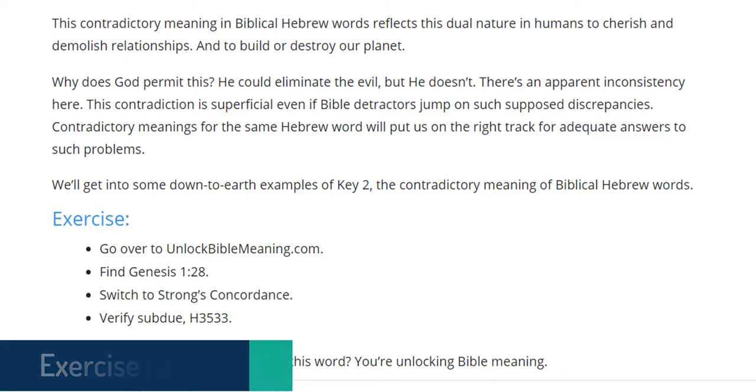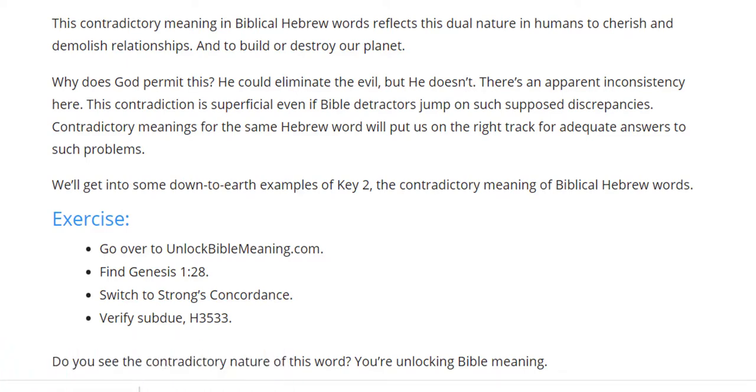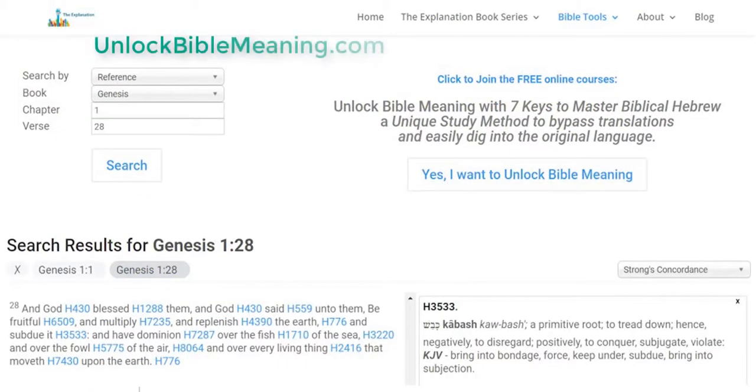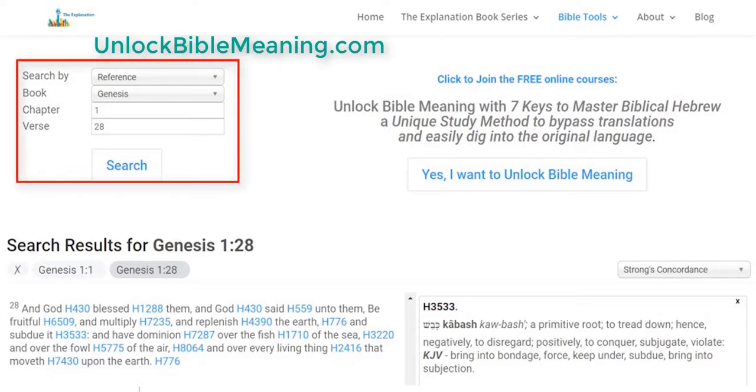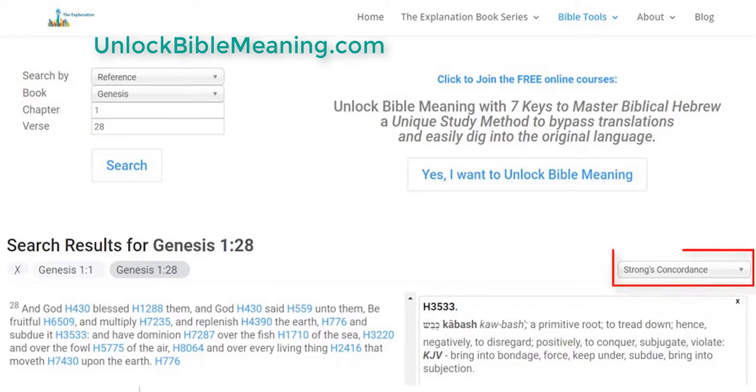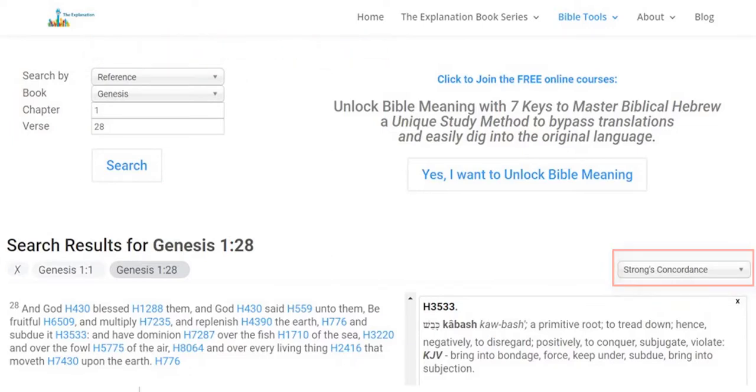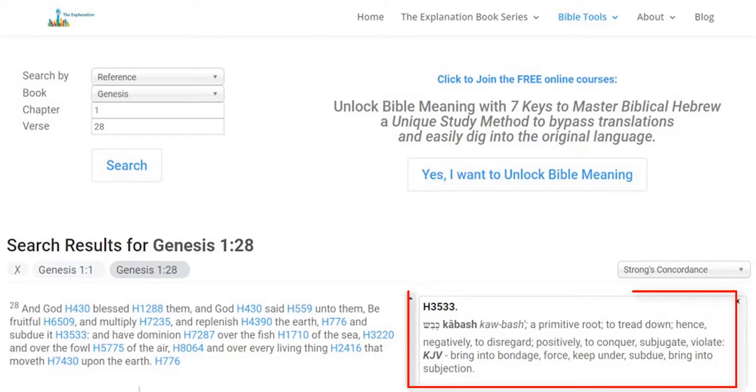In the meantime, here's an exercise. Go over to unlockbiblemeaning.com. Find Genesis 1, verse 28. Switch to Strong's Concordance. Verify subdue, H3533. Do you see the contradictory nature of this word?